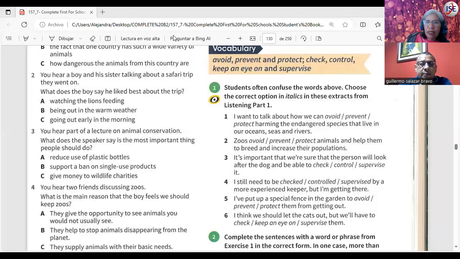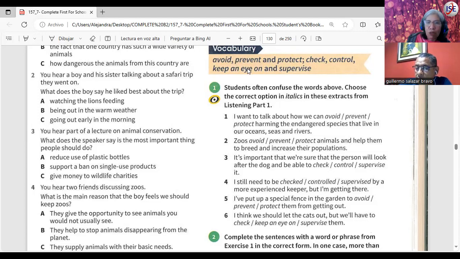Today we're going to work with definitions of certain terms that can usually be confused by people. Okay? Avoid, prevent, and protect. Okay? Check, control, keep an eye on, and supervise. Avoid is no problem. Avoid means evitar. Okay, that is no problem.